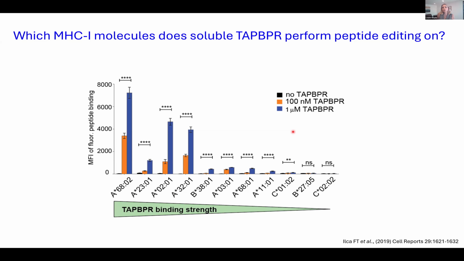So we went on to test which MHC class 1 molecules our soluble TAPBPR was performing peptide exchange on, and found that the peptide binding strength roughly correlated with the ability of TAPBPR to promote peptide loading in these particular assays. So in these assays with recombinant TAPBPR, we could quite easily load peptides onto HLA-A molecules, but we found it much more difficult to load peptides onto HLA-B and C molecules.